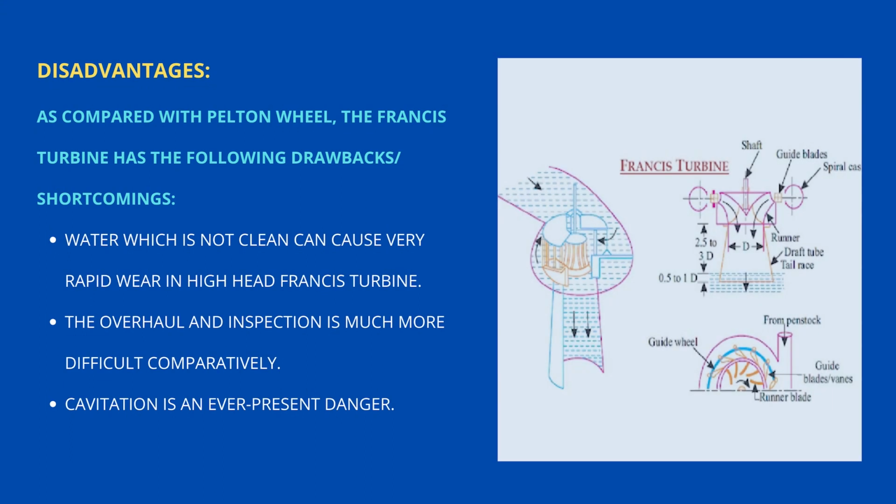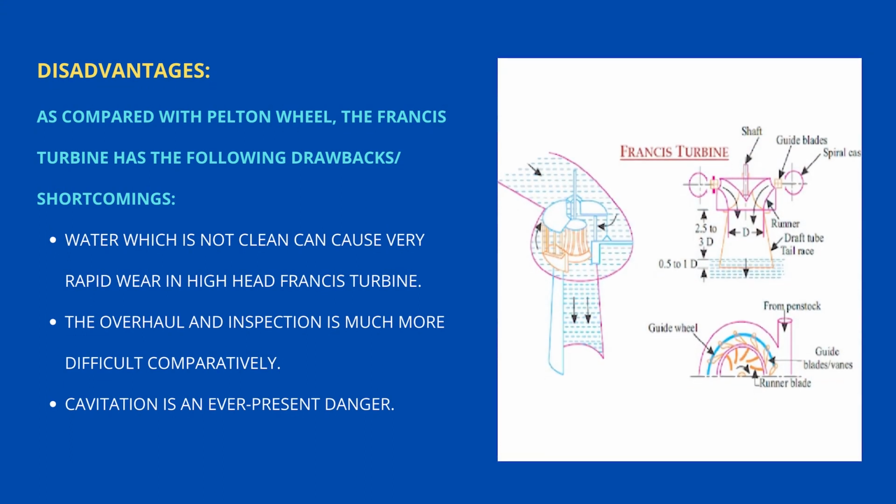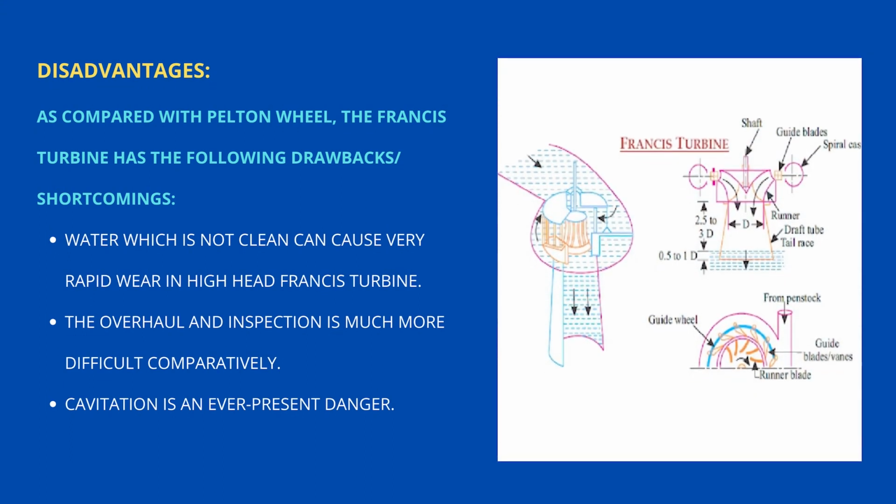Now, there will be some disadvantages too. As compared with Pelton wheel, the Francis turbine will have some disadvantages. Let us go through that. Water which is not clean can cause very rapid wear in high head Francis turbine. The overall inspection is much more difficult comparatively. The water hammer effect is more troublesome with Francis turbine.